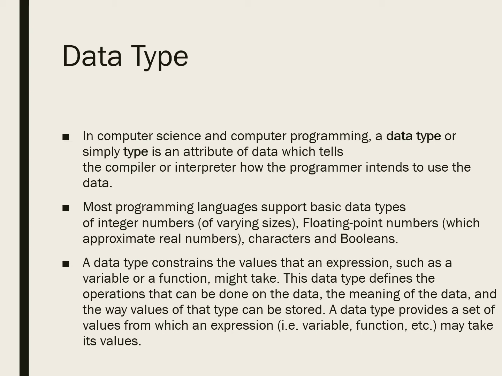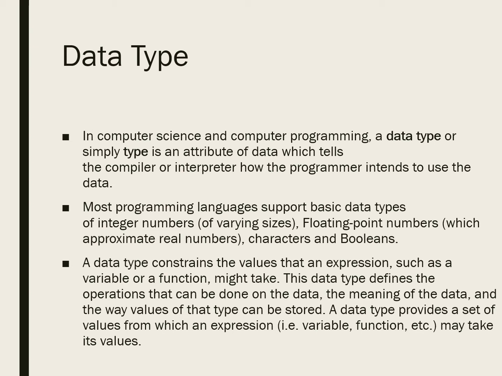A data type is simply a field for which the programming is based. The interpreter or compiler is told that this type of data is required for this field and that type for another particular scenario. Most programming languages support basic types such as integer numbers of varying size, floating point numbers with approximate real number values, characters, constants, and booleans, true and false forms.